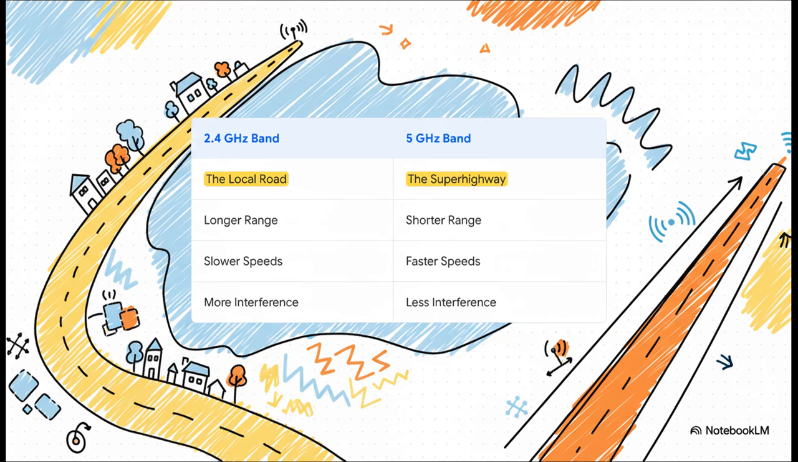Okay, this is where it gets super practical for your network at home. Think of your Wi-Fi like a highway system, and it has two main roads. First, you've got the 2.4 gigahertz band. This is kind of like the local road. It can go a longer distance, and it's way better at getting through obstacles like walls. But the downside is, it's slower and it gets totally jammed up with interference from stuff like your microwave or cordless phones. Then, you have the 5 gigahertz band. This is the superhighway, way faster with a lot less traffic, but its range is shorter. So here's the takeaway. If you're gaming or streaming, you absolutely want to be on that 5 gigahertz superhighway as long as you're close enough to your router to get a good signal.